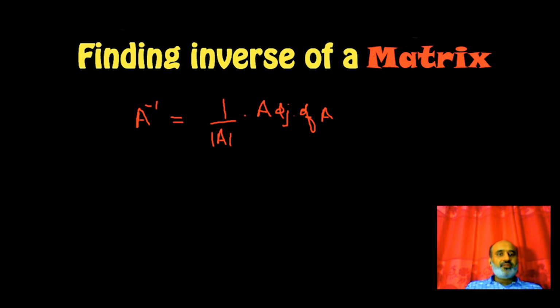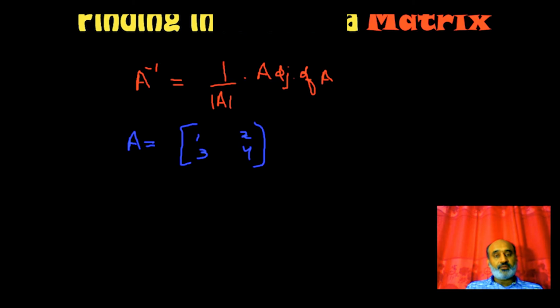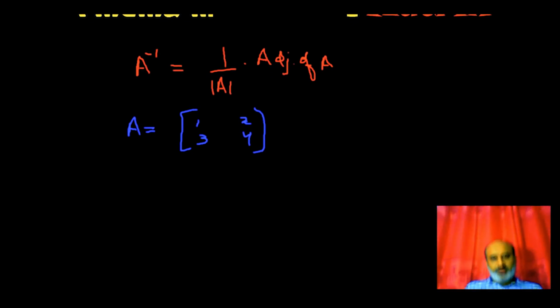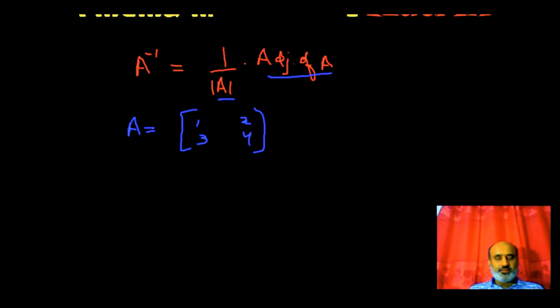So let's exemplify this. I have a matrix A. Let's suppose it is 1, 2, 3 and 4. I have a 2 cross 2 matrix and we need to find out the inverse of this matrix. For finding out the inverse, we need to find out the adjoint and the determinant. So I'm finding out the determinant first.